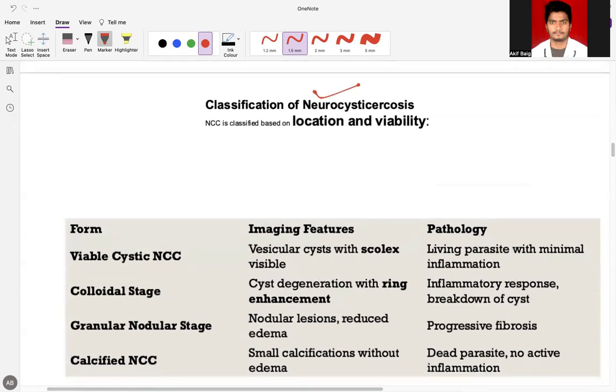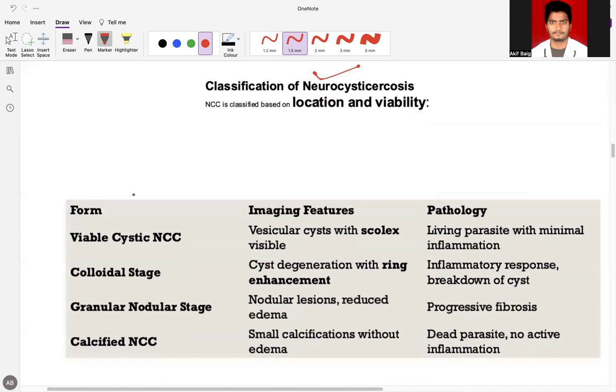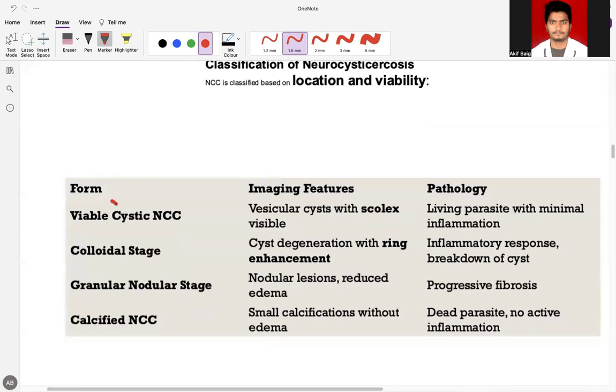So classification of neurocysticercosis is based on its form. What are the forms which are available? The first and most common form is called viable cystic neurocysticercosis, in which the parasite is very much viable. That means it's a living parasite, and there is no inflammation in the surrounding. Only the live parasite can be seen, and that is called viable. And you will see what is called the scolex. The scolex of the viable parasite we can see here, then it is called viable.